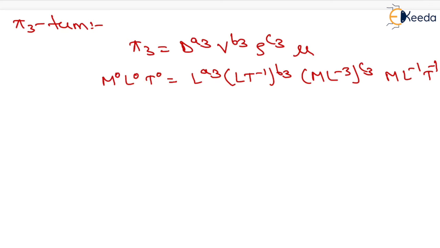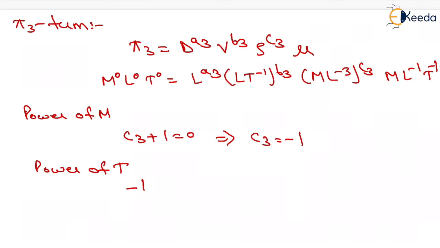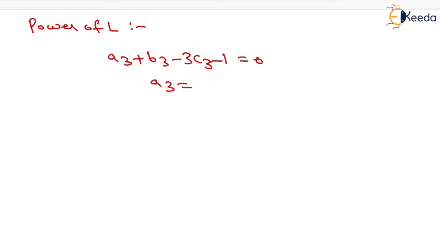Now equating the powers of M, L and T on both sides, the power of M will be c3 plus 1 equals 0. So the value of c3 will be equal to minus 1. Similarly, the power of T will be minus b3 minus 1 equals 0. On solving this, we have b3 equals minus 1. Similarly, the power of L will be a3 plus b3 minus 3c3 minus 1 equals 0. On putting all the values, we will have a3 equals minus 1.